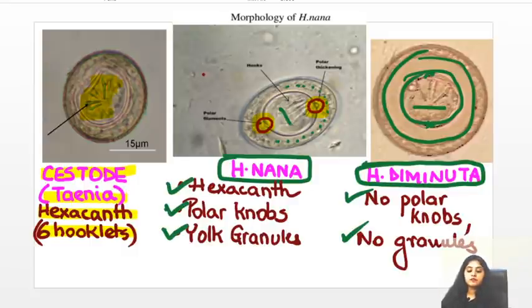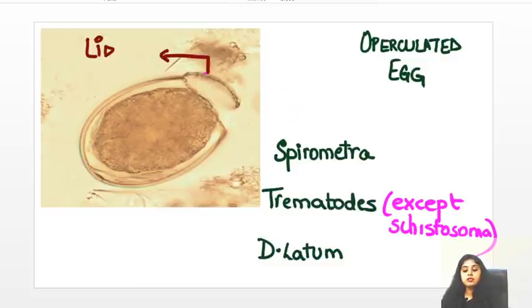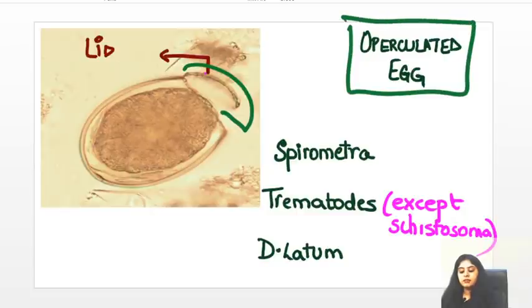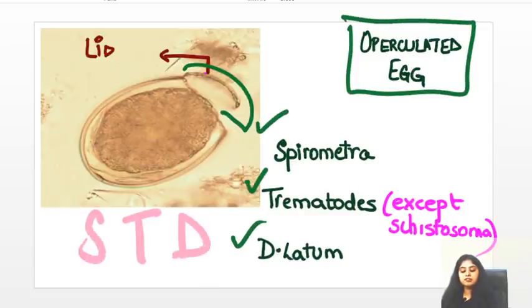Coming to the next one, which are the eggs which are going to show you a lid? They are the operculated eggs, and the mnemonic is STD. Which are the organisms that show you operculated eggs? Spirometra, trematodes except schistosoma, and Diphyllobothrium latum.